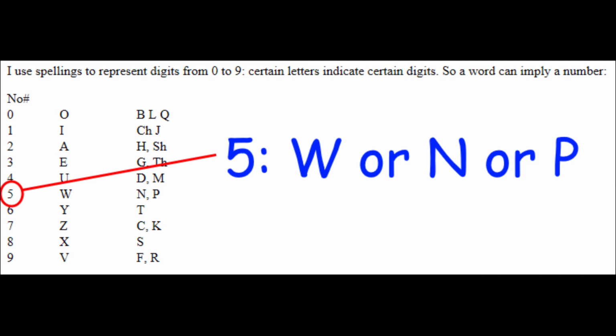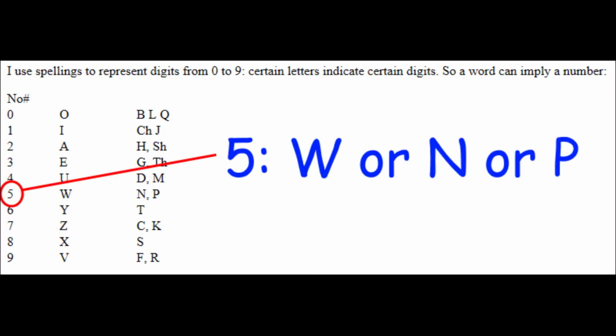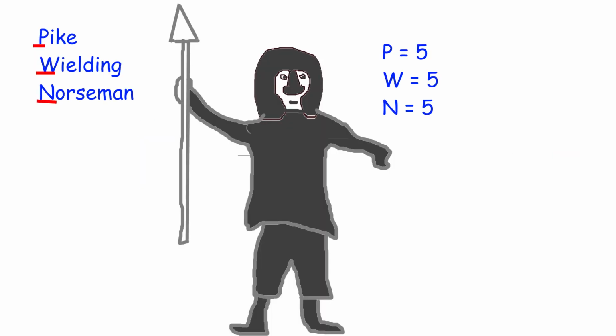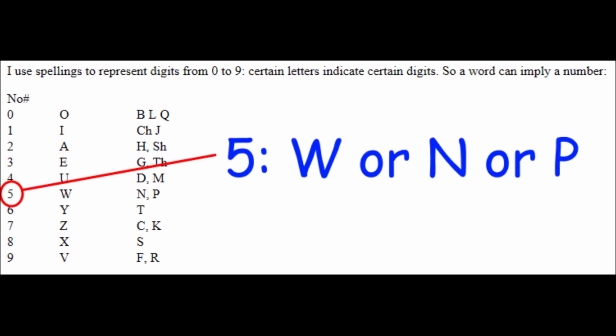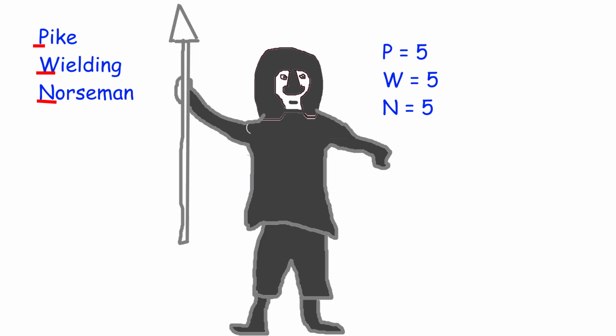555 could be a white nest poster. So you just have to imagine a big poster with a nest on it, and the poster's white, obviously. Or you could imagine a pike-wielding Norseman. In both cases, the first letter of the 3 words describing the place, the first letter matches up with one of the numbers from the list of letters which go with a number.